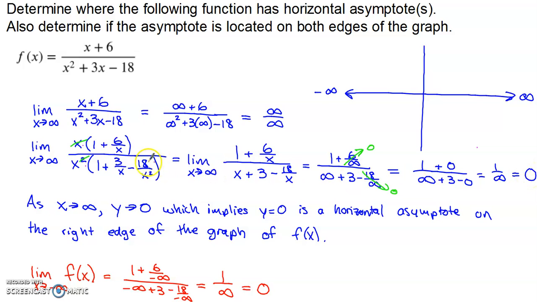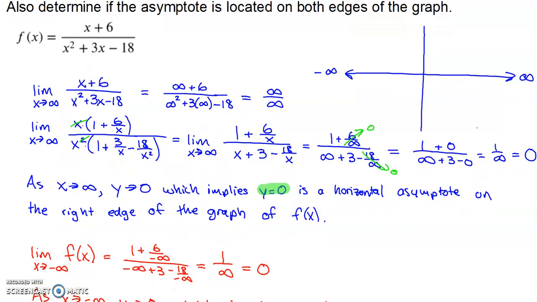0. So on the right edge of this graph, as x approaches infinity, what we've just determined is that our y value tends to 0, and that tells us that we do have a horizontal asymptote of y equals 0 on the right edge of the graph, because we've just considered what happens as we approach infinity.